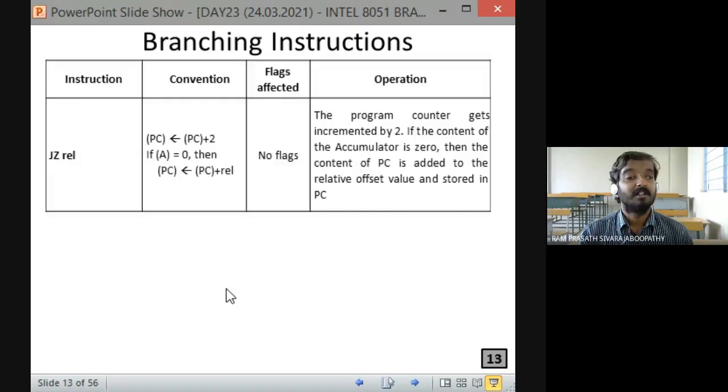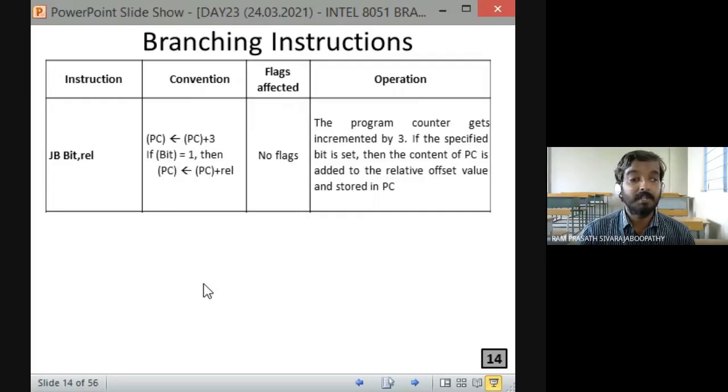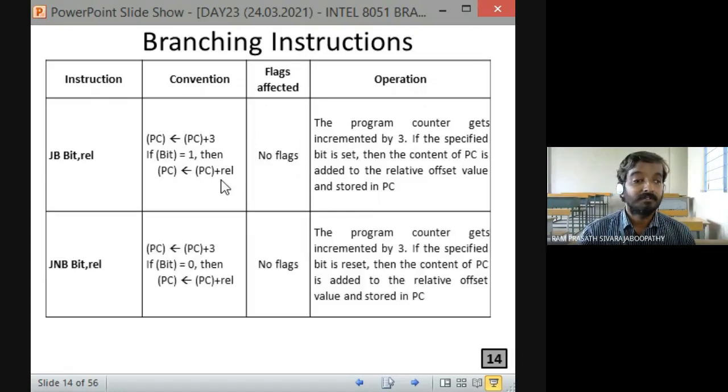Fine. Now, JZ. JZ means if the accumulator content equals 0, the offset value is added to the program counter. JNZ means if the accumulator content is not equal to 0, then the offset value gets added to the program counter. So it branches to the corresponding location if the condition is true. Then JB means if the content of the bit is set, then the offset value gets added. JNB, jump if no bit, means if the content of the bit is 0, that is, bit not set, the offset value gets added. Here in the case of JBC, what is going to happen?